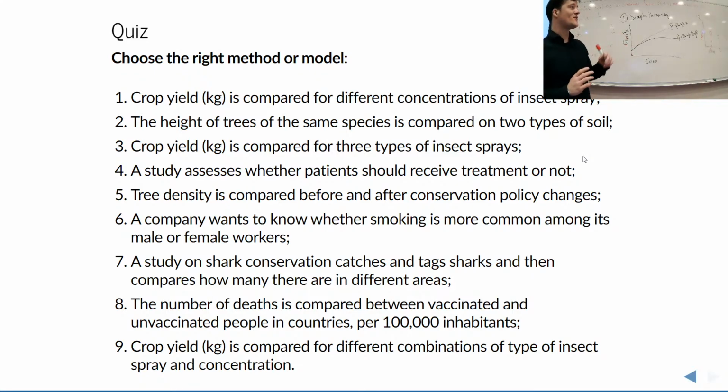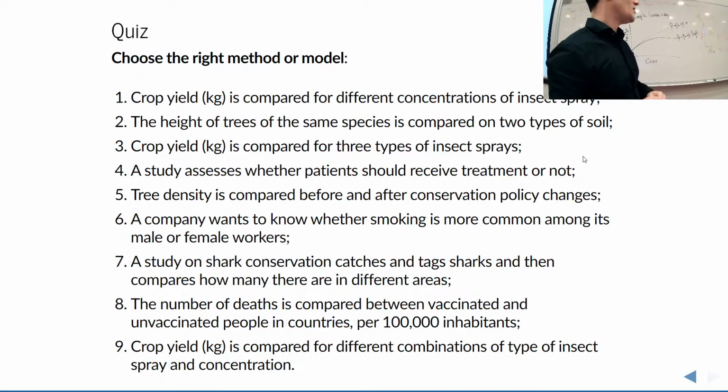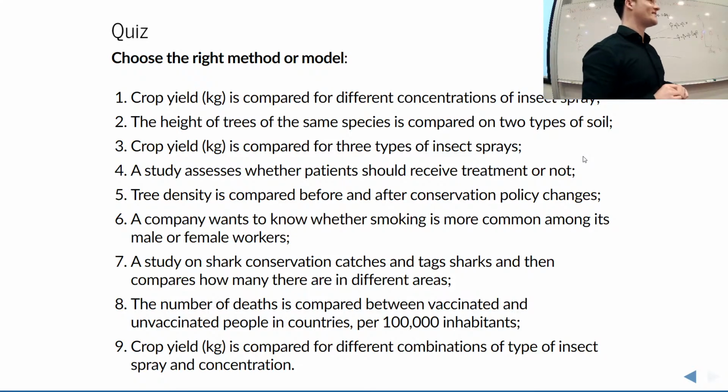Okay, any other ones? If not, okay, yeah, go ahead. Number 8, binomial. Number 8, a binomial GLM. The number of deaths is compared between vaccinated and unvaccinated people. Okay, why is that your answer? Because it's a ratio. Yes, very good.